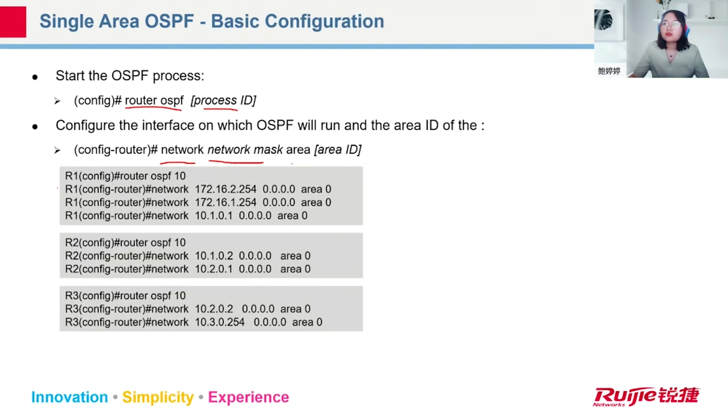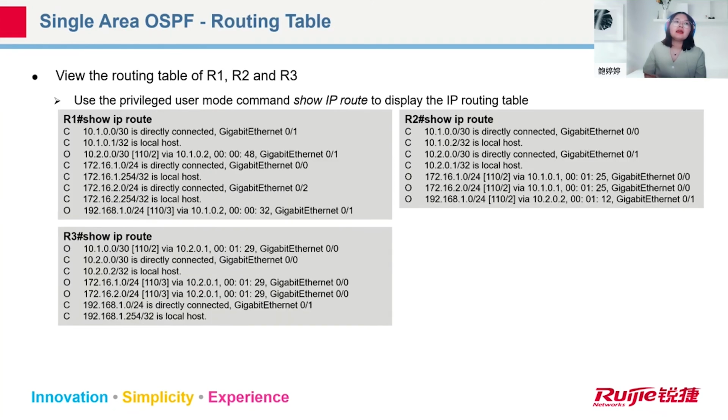But the process ID doesn't matter. For example, on router 1 you use process ID 5, and on router 2 you use process ID 10. It doesn't matter because when I send out the hello message, I don't add the process ID. So the process ID is used locally. So this is the basic configuration.